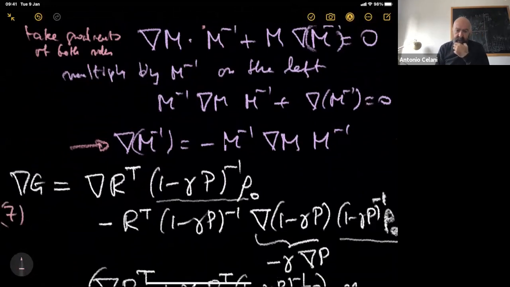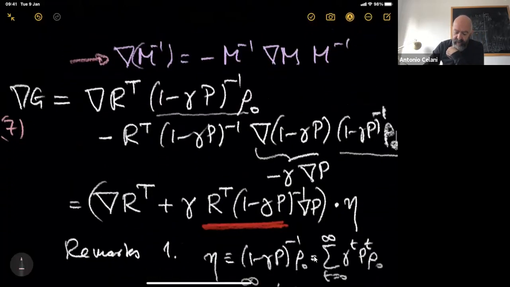Okay, so this object here I'm copying back again, and this one here is this rule. So I have the gradient of this function now, which is what I want because this object is linear, so this derivative is going to be easy. But the price I have to pay is two inverses that are bracketing my gradient. So this derivative in the middle is very easy because it's just minus gamma grad p. Okay, linearity.